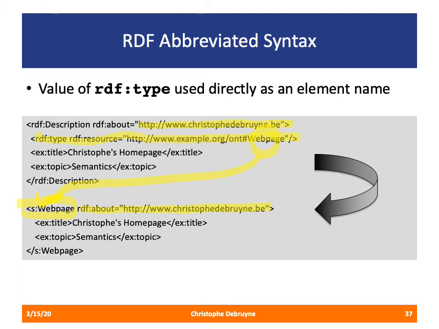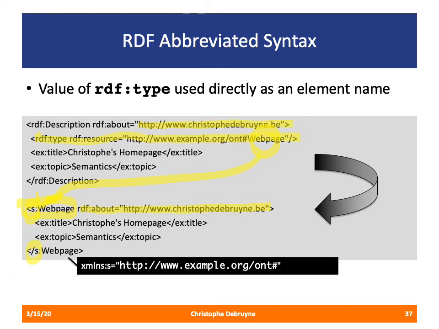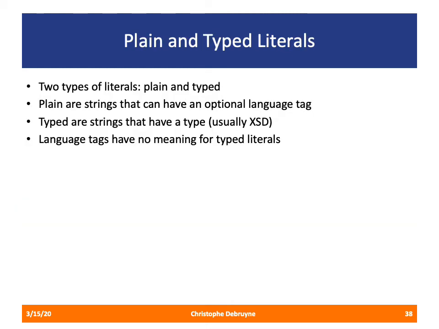Now notice that I have a namespace prefix here. So that means that that namespace prefix must be declared in the RDF XML document at the top. So we assume that this is the case and that it refers to the resource containing our ontology.